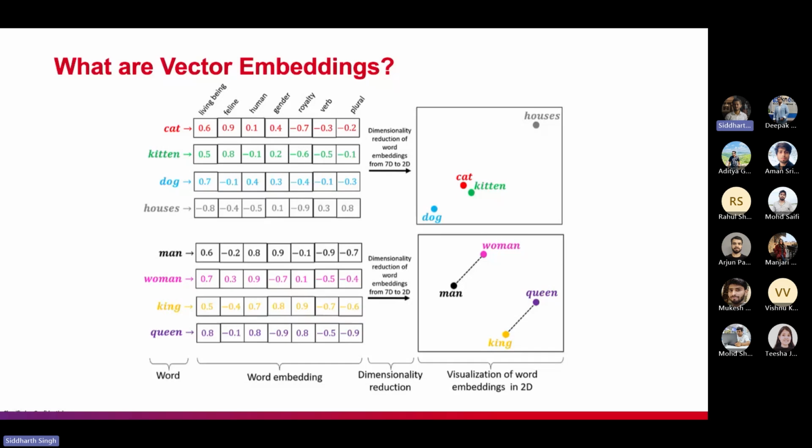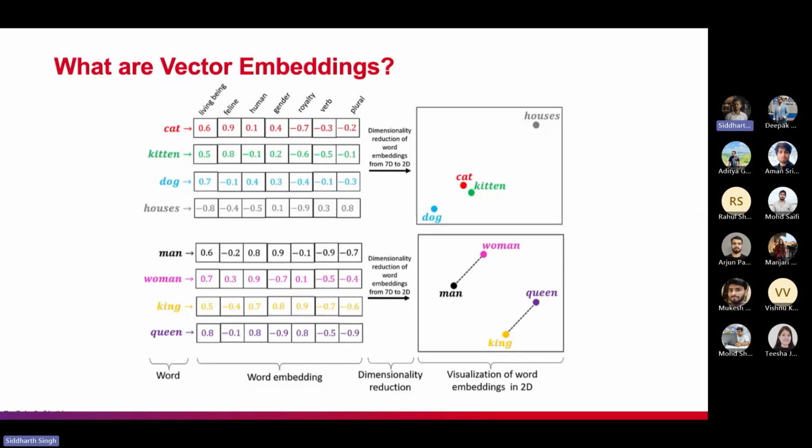In the image on the slide, you will see how embeddings work. For example, there are entities like cat, kitten, dog, houses. And there are some features like living being, feline, human, gender, royalty, verb, plural. When we pass our entities to an embedding model, it gives the entity some numerical values on various features. Like it gives 0.6 to the cat on the living being feature and 0.9 on the feline feature, and so on for every entity. The features work as dimensions. Like, there are seven features, so the vector embedding that will be created will be seven-dimensional.